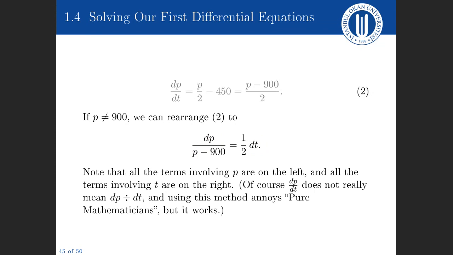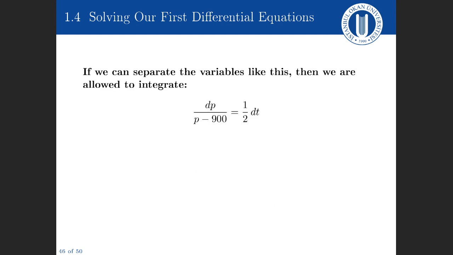Now, before we go on, let me just remark that dp/dt does not really mean dp divided by dt. And the method I'm showing you now is a method which annoys pure mathematicians, but it works. This method works. The key idea to remember is if we can separate the variables like this, if we can move all of the p terms to the left and all of the t terms to the right, then we're allowed to integrate the equation. What I mean is we're allowed to put an integral sign on both sides.